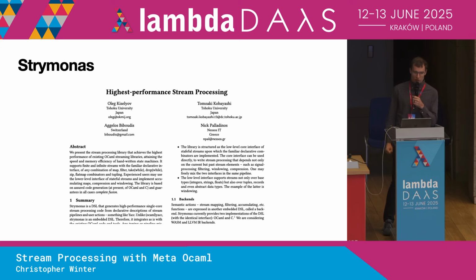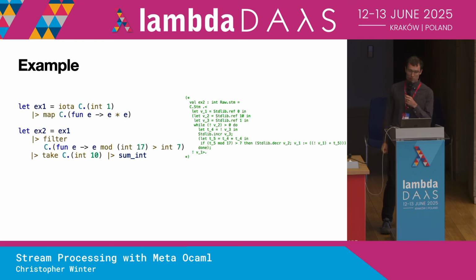There's this cool library called Strymonas. It's described in this paper and some earlier papers, and it allows you to describe a stream processing pipeline in OCaml, and then it will generate code using MetaOCaml. It can generate OCaml code. It also has a C backend to generate C code. And it promises that the generated code will have complete fusion. So if you have no function calls or allocations in any individual step, your final result will have no function calls or allocations, and it will be as fast as you could do with a handwritten state machine.